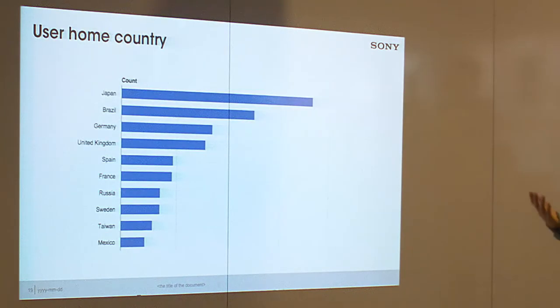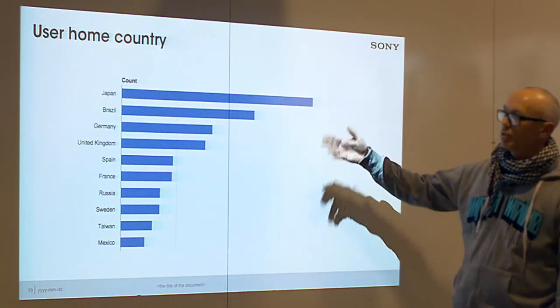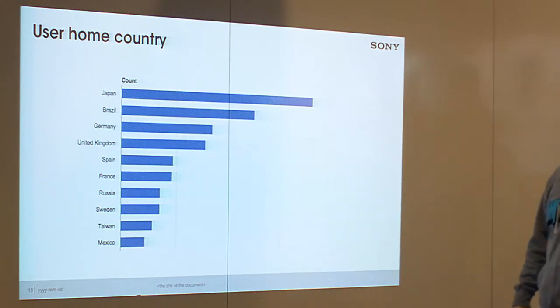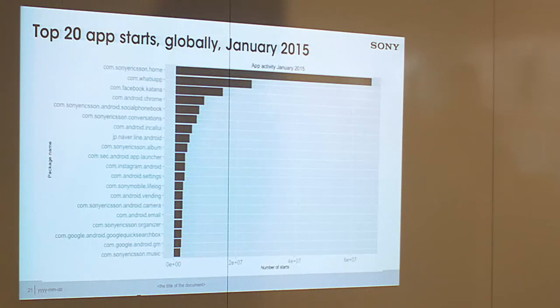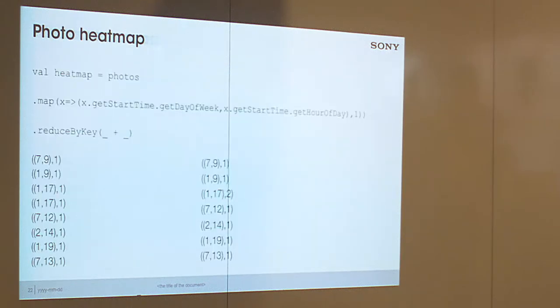So just some very basic stuff that we can do: look at where our biggest markets are. Of course, we can do this through Google Analytics as well, but for some countries like Japan, for example, we don't get that data through Google Analytics. So here we can see our biggest markets on a map in terms of Lifelog users. We can see what applications Lifelog users use and how much.